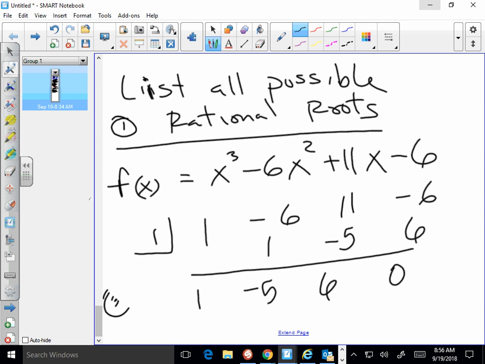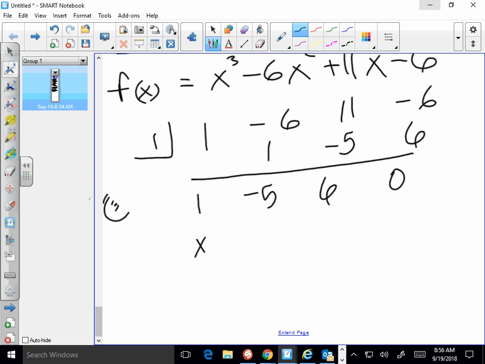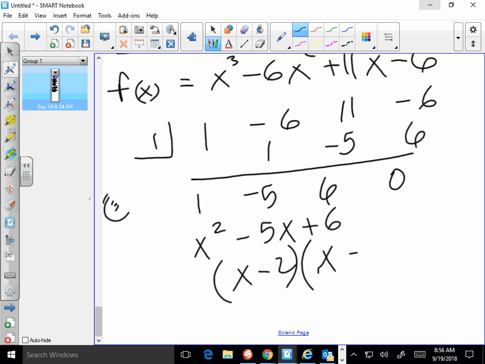So sometimes, if you don't guess right the first time, you need to pick up the calculator. Generally what I do is I'll try one or two because I'm too lazy to dig out my calculator. But once I get to one or two and I still haven't found it, I'm now not lazy anymore and I go and pick up my calculator. Okay, and then this becomes x squared minus 5x plus 6, which factors as x minus 2, x minus 3.